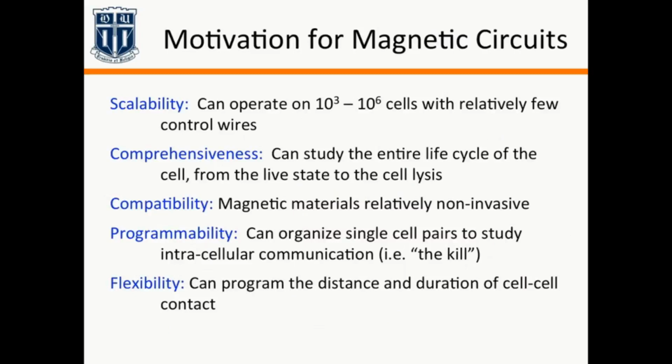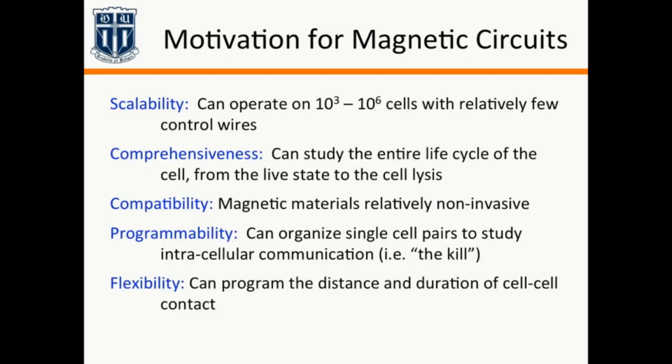And this provides motivation for using a different type of approach to organize single cells into large arrays that are based on circuit theory. So we use magnetic circuits that have scalability. They can control or operate on up to 1 million cells potentially with large enough areas. And it's comprehensive, so we're developing systems where we can culture the cells for up to a week while watching them. Magnetic materials tend to be very compatible with biological materials, so they're relatively non-invasive.